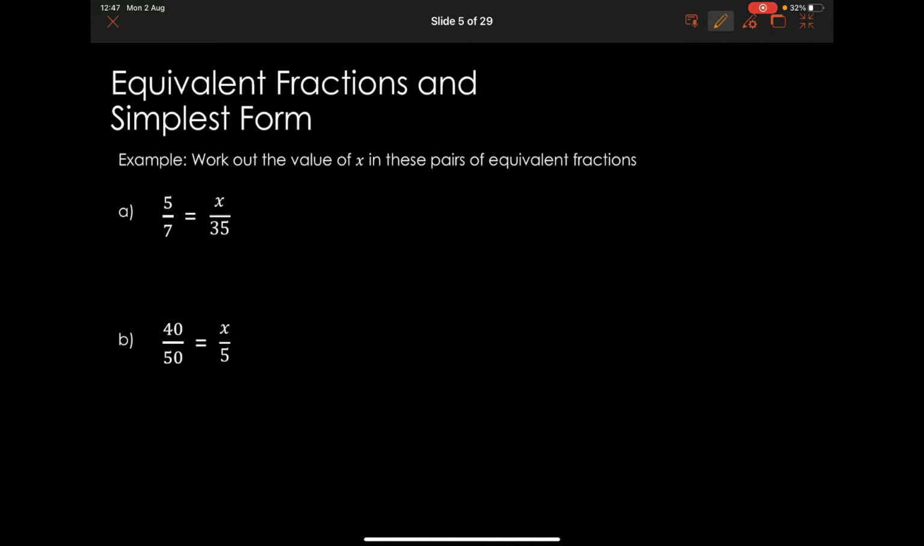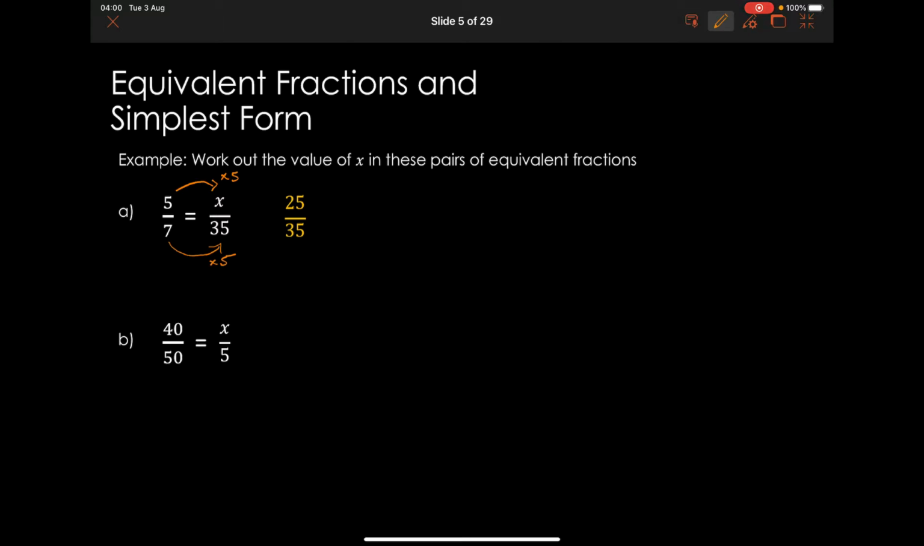Okay, if you've had a go at that. Now here what you would do for A is you would think, what did I multiply 7 by to get 35? Well, 7 times 5 is 35. So you would do the same to the top number, 5 times 5. So 7 times 5 is 35, so 5 times 5 is 25. So your equivalent fraction would be 25 over 35.